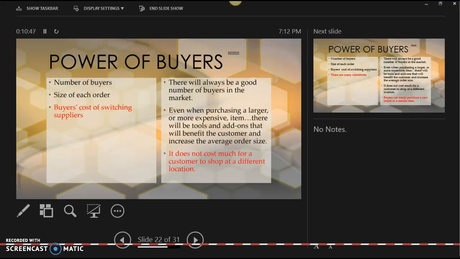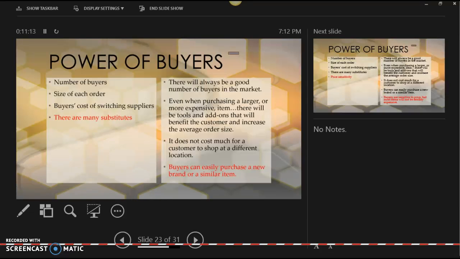And the buyer's cost of switching suppliers. It doesn't cost much for a customer to shop at a different location. That's the one drawback. All they have to do is drive to that particular location. However, I feel like with Maker's Mart and being able to offer everything in one place, they're not going to drive but to the one location.